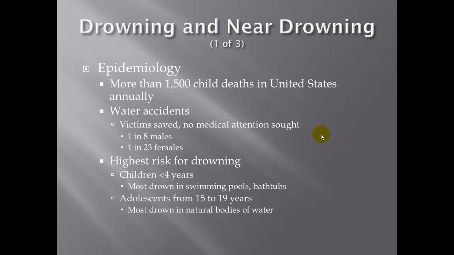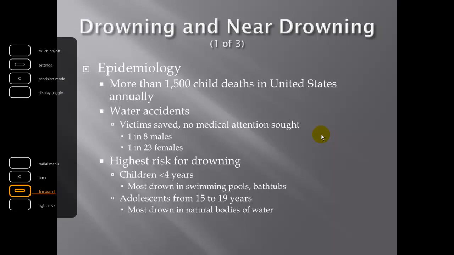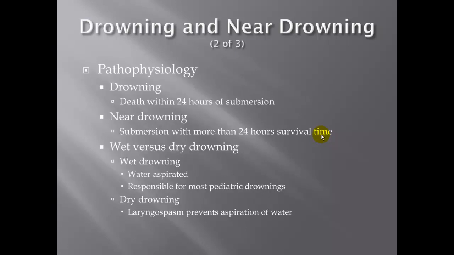Adolescents from 15 to 19 years, most of these drown in natural bodies of water like lakes and ponds. Pathophysiology: if we're considering them to be drowned, death would occur within 24 hours of submersion. So even though we've had a spontaneous ROSC, if they still die within the first 24 hours, they're considered a drowning. Near drowning: submersion with more than 24 hours of survival time.